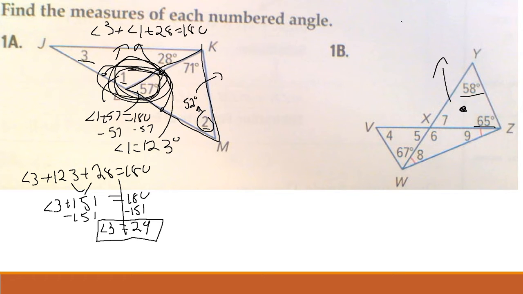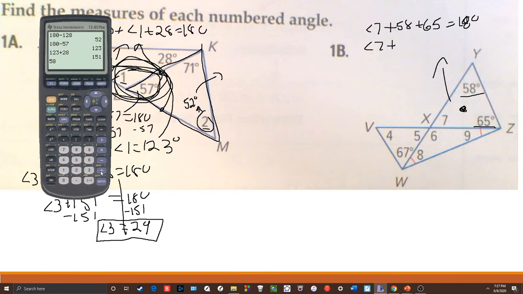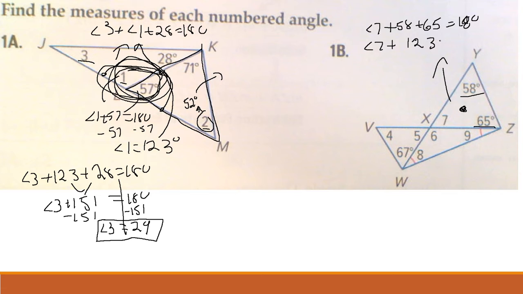So if I set up an equation here, it'd be angle 7 plus 58 plus 65 is equal to 180. So 58 plus 65, we get 123. 123 equals 180. And we subtract 123 from both sides, and we get that angle 7 is equal to, let's see here, that would be 57. So angle 7 is going to be equal to 57 degrees.